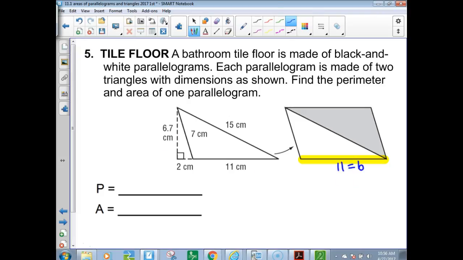The height is the 6.7. It's drawn on the exterior because this is tilted. So that is 6.7 for the height. The area of a parallelogram, I'll do first because that's really quick to do here. We've got base times height for the area. The base is 11, the height is 6.7. So 11 times 6.7 would give us our area.